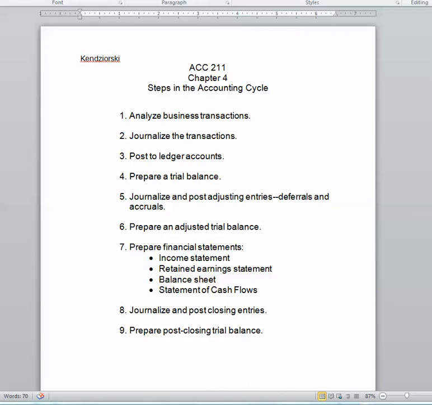Well, now that we've learned about the four categories of adjusting entries and depreciation too, let's go back and look at the steps in the accounting cycle again. It looks like we've got a lot of steps here, but you know what? We keep repeating certain things over and over.